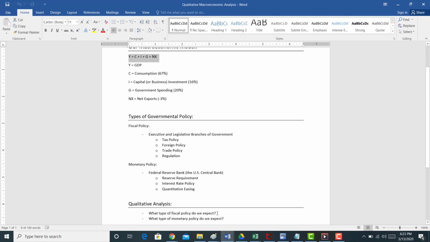The government has also talked about maybe eliminating or reducing the payroll tax. That's your Social Security, your FICA tax that comes out of your paycheck. They talked about reducing that effectively to zero for the rest of the year as a type of fiscal policy tool to try to combat the recent effect of the coronavirus on the economy. So this would be the type of qualitative analysis that you would write about in your one-page report in Project 2.